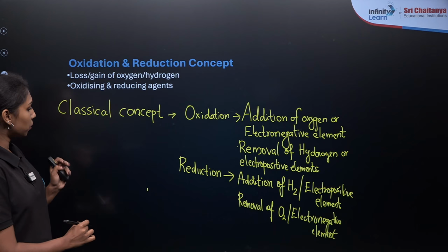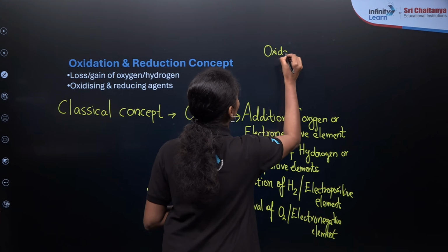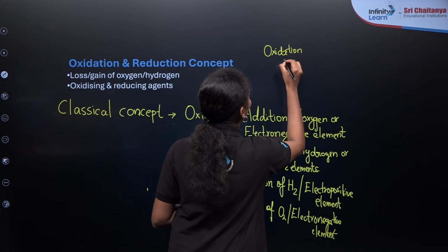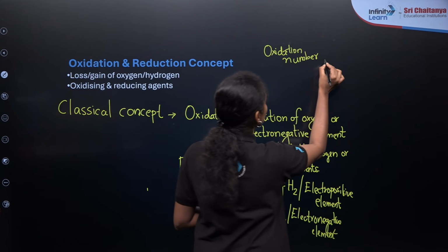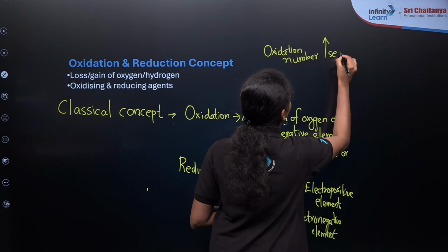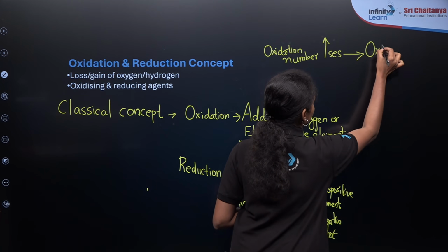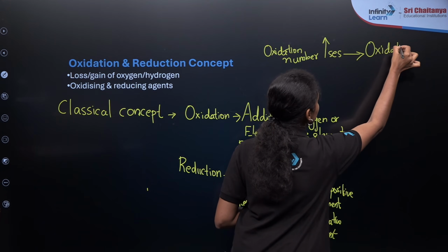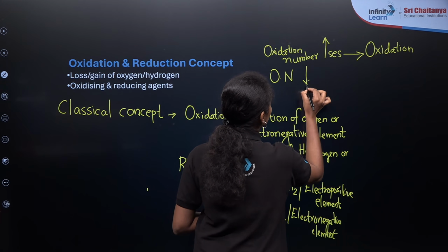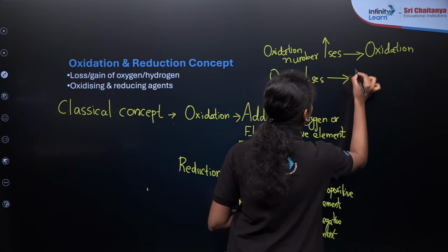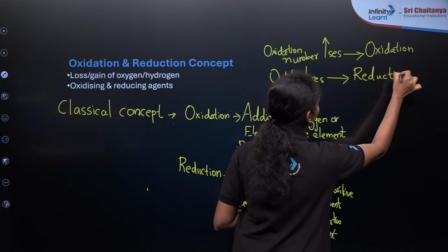Similarly, there is another concept known as the oxidation number concept, or otherwise known as the modern concept. So we know how to calculate the oxidation number or the oxidation state of an element in a compound, right? If the oxidation number increases from one element to another, that process is known as oxidation. If the oxidation number or state decreases, that process is known as reduction. So these are the second concept, or the modern concept.